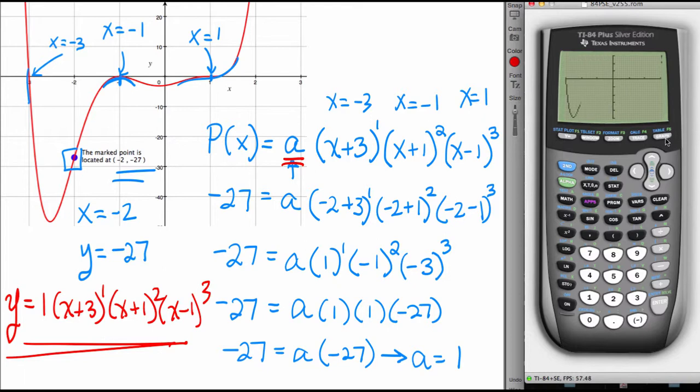Graph it, see if there's a resemblance to the original graph. Looks almost identical, then we can be satisfied that that's correct.